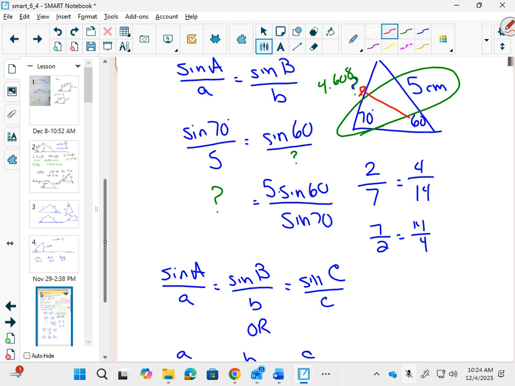However, what do you know about triangles? They add up to 180, so could I find that? Yes. And then you could find this one? Yes. And we can solve the whole triangle. I just have to make sure that it's the right angle.